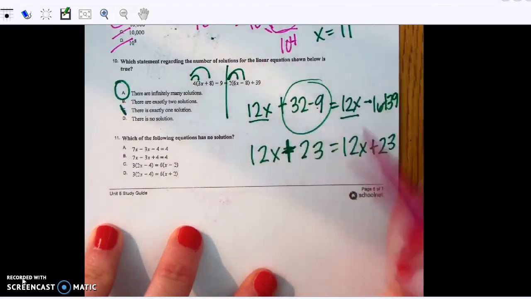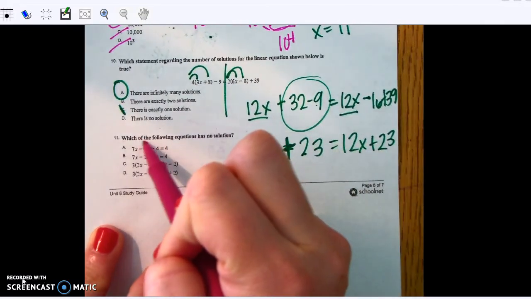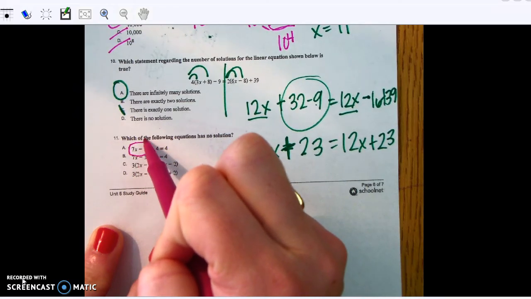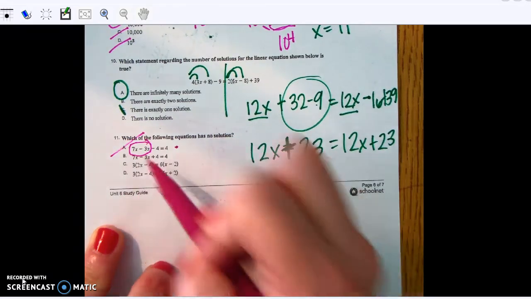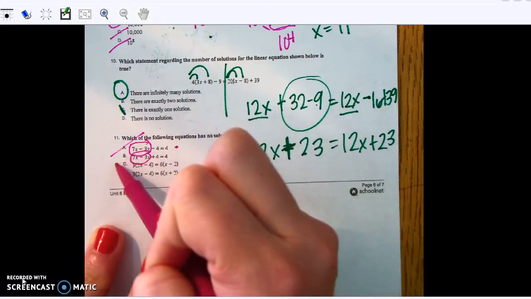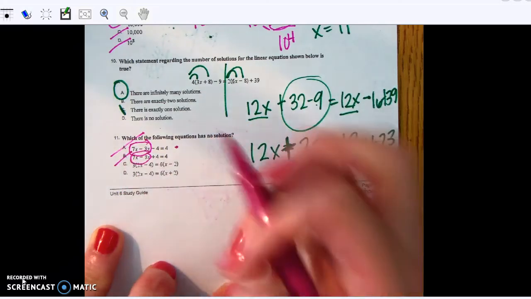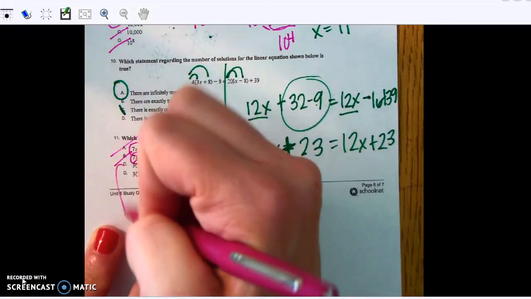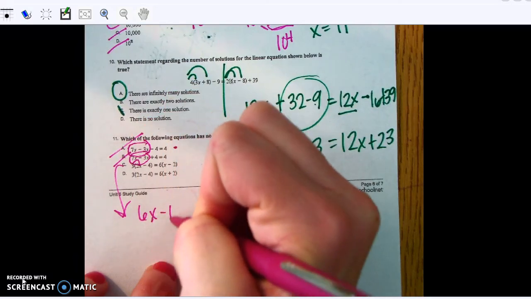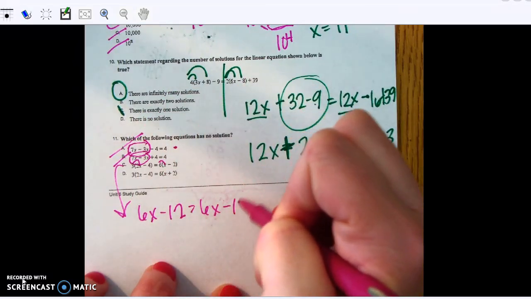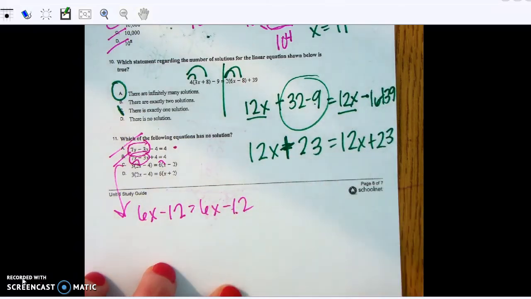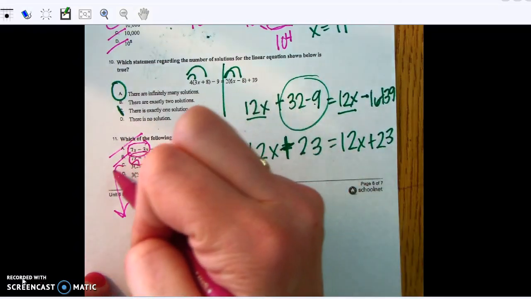Which has no solution? So again, I have 4 x's on this side, none on this side. That can't be the answer. There's one solution. 4 x's, none, can't be the answer. There's one solution. On this side, for C, I have 6x minus 12. On the other side, I have 6x minus 12. Those are the same on both sides, which means there's infinitely many solutions.